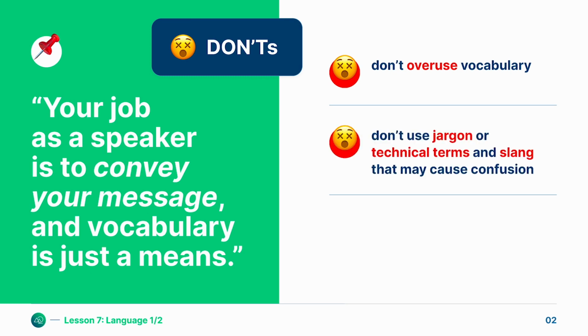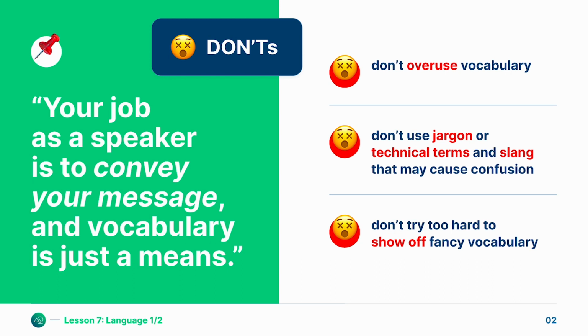Also, avoid using jargon or technical terms that may confuse your audience. It's important to use vocabulary that is appropriate for the topic of your speech, yet complex or specialized language can make your message difficult to understand. Slang is another thing to refrain from, as this informal language can be difficult for some to understand and can make you appear unprofessional, damaging your credibility as a speaker.